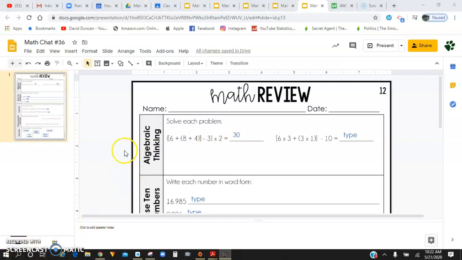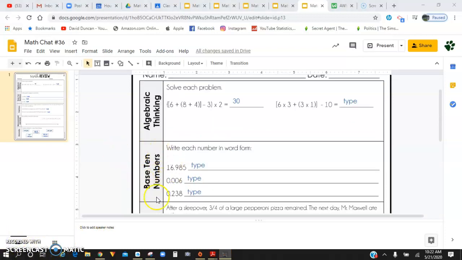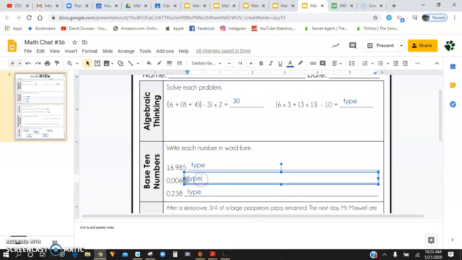The next portion you are going to work on are base 10 numbers. We're going to be working on writing each number in word form. So you're going to want to make sure you are converting this from standard form to word form. So for example, I'll help you out with this middle one. My 6 is in the thousandths place. So I'm going to write this out as just 6 thousandths.